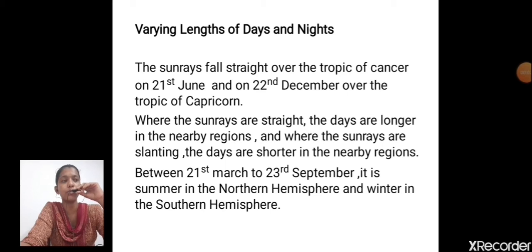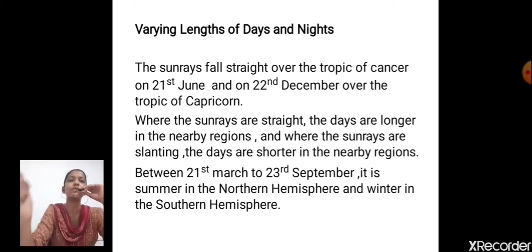I really hope that the video has made you understand the second motion, the revolution. Now we'll move to the last topic of the chapter, that is varying lengths of days and nights. What happens is that the earth is tilted, and due to the rotation and the revolution, the earth takes various positions at various points in time in the year.